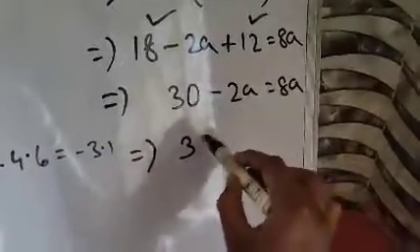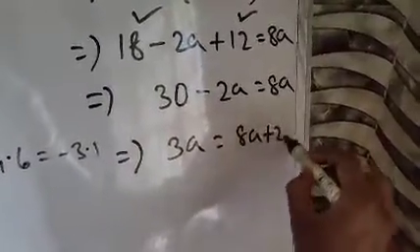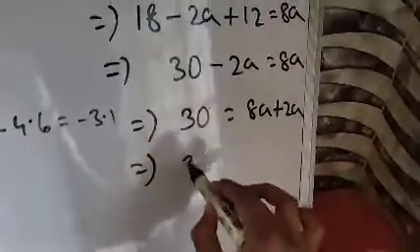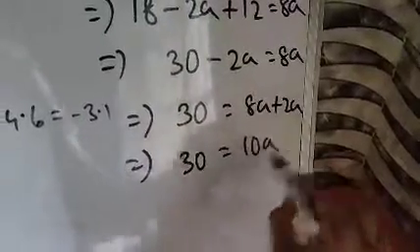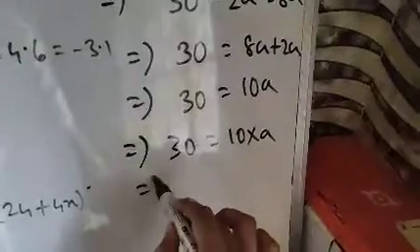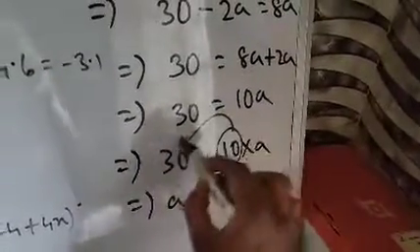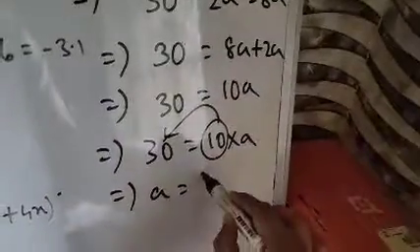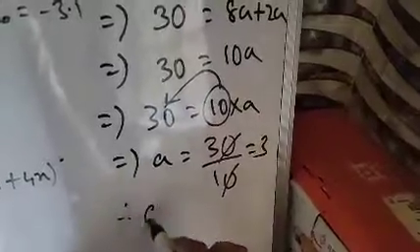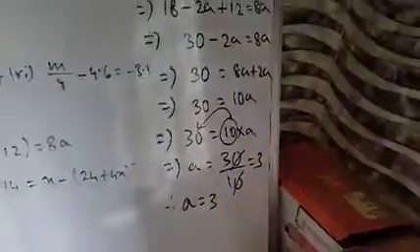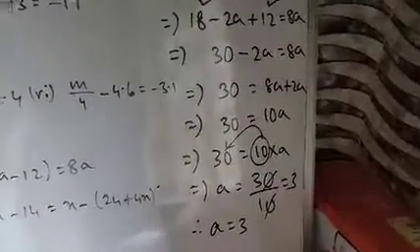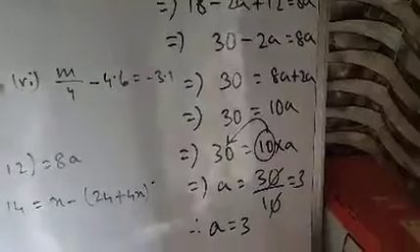Now transfer this 2a to the other side. So 30 equals 8a plus 2a, that is 10a. Now 10a means 10 multiplied by a. So a will be, just transfer this 10 to this side. It will be divided because the sign is multiplication. The zeros will reduce. Your answer is 3. The value of a will be 3.